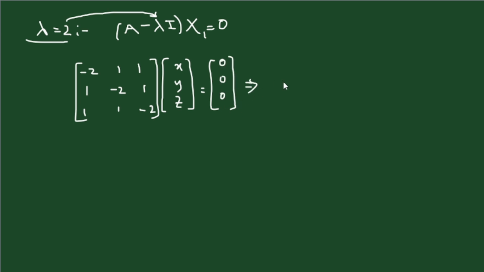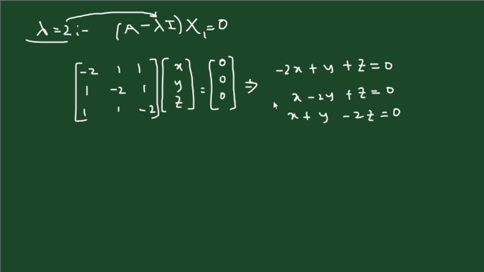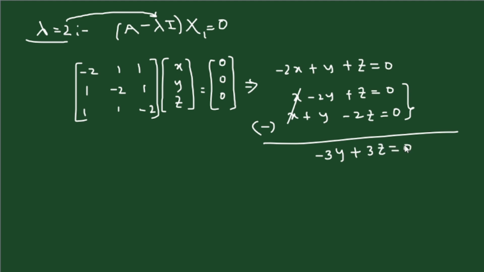So what are the equations we have got here? Minus 2x plus y plus z equal to 0. x minus 2y plus z equal to 0. x plus y minus 2z equal to 0. If you take the last two equations and subtract, what will you get? x gets cancelled. You will get minus 3y plus 3z equal to 0. So minus 3y equal to minus 3z. From this, we get y equal to z. So y equal to z is one relation.